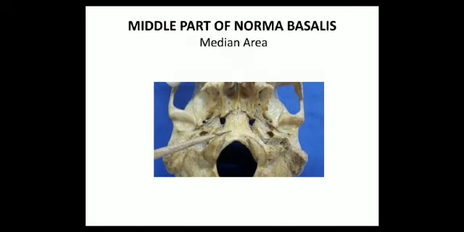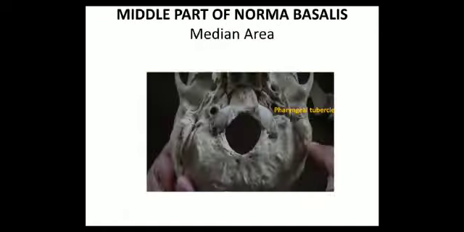So, in the median area there is a broad bar of bone which is formed by the fusion of the posterior part of the body of the sphenoid and the basilar part of the occipital bone. It presents a pharyngeal tubercle a little in front of the foramen magnum. So, in the median area we have seen the broad bar of bone, then the posterior end of the vomer and the palatovaginal canal and the vomerovaginal canal.